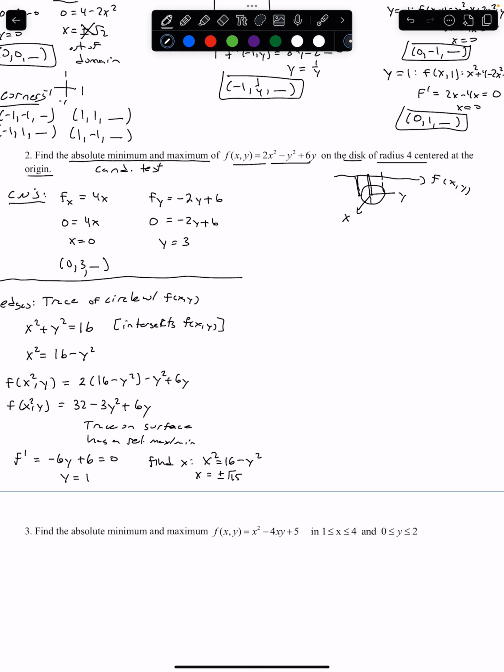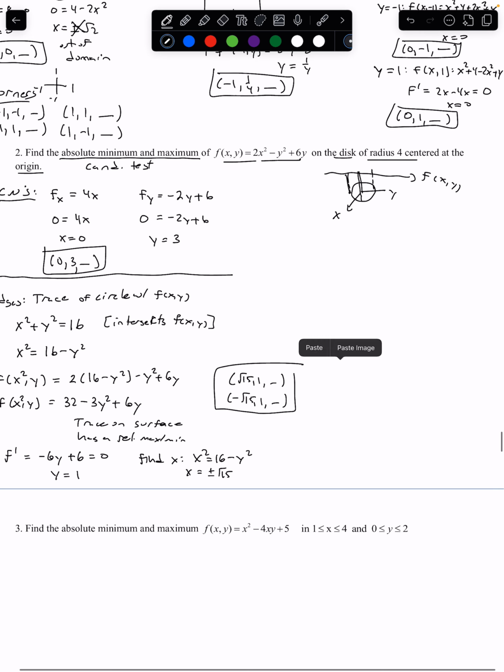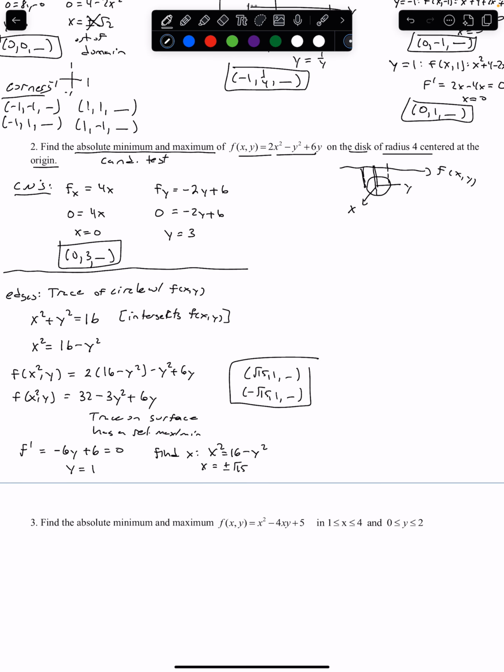So now we have two more possibilities. We have the square root of 15, 1, and we have negative square root of 15, 1. So we have two more possibilities for us. And if you recall from yesterday, we got the critical numbers, we have the edges. Now we need to look at the corners.